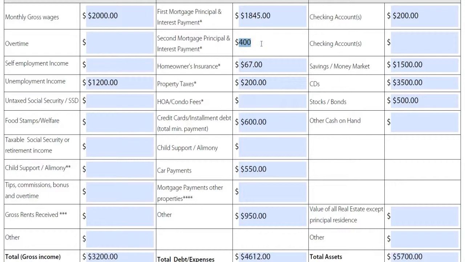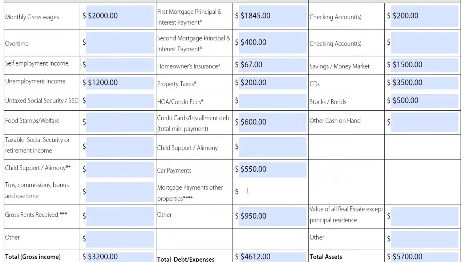If you have a second mortgage, whether or not you're current on that mortgage, you want to go ahead and include that payment there for calculation purposes. If you have HOA or association fees, total up your credit cards, and that all goes into one item. Any child support that you're paying out. Now remember, you don't have to report the child support you have coming in, but if you're paying it out, it is an expense. Car payments, mortgage payments on other properties.